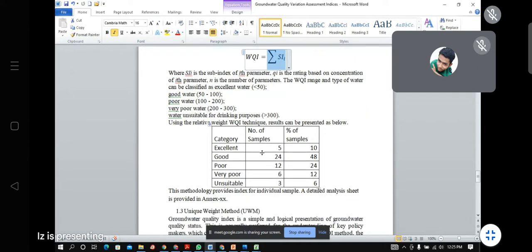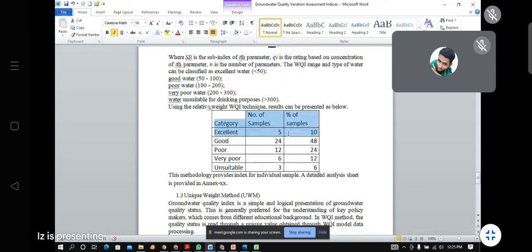So this way we can categorize our samples by percentage of samples, that 10% of my samples are in the excellent category, good category, poor category, and from here we can strengthen our monitoring plan, or we can go for wellhead protection also. So many things we can do from this. Okay, any question at this moment?